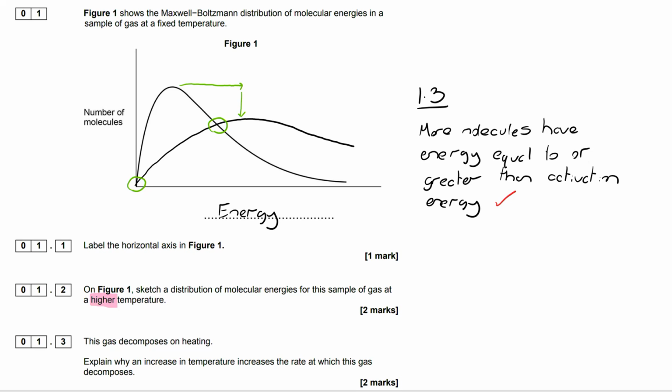That makes sense when you're at a higher temperature because they're moving faster. There's greater kinetic energy. And if that is the case, that more have energy equal to or greater than the activation energy, then there will be a higher frequency of successful collisions.